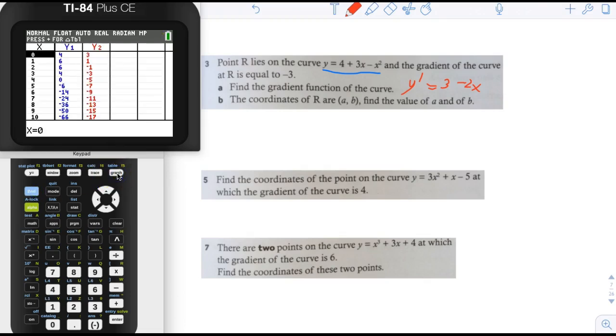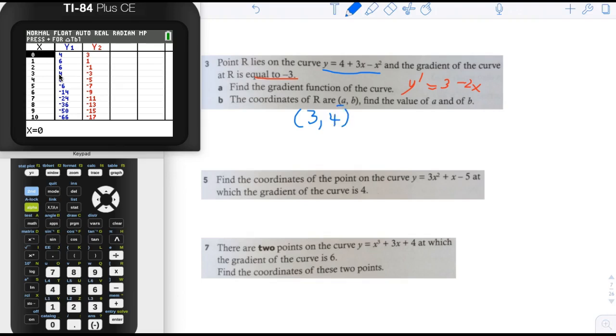And we're going to find when the gradient is equal to -3, and that would be point R. And then we would be able to find point R. Oh, there it is. There's -3 right there. So the point that has a gradient of -3 is 3, 4. So I'm going to put the answer in blue because it's part of the blue function.